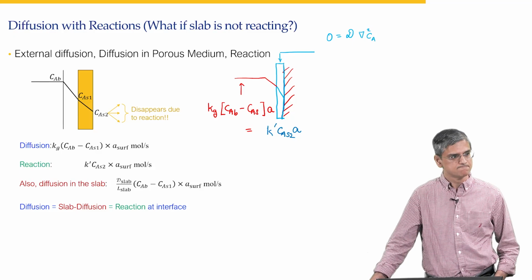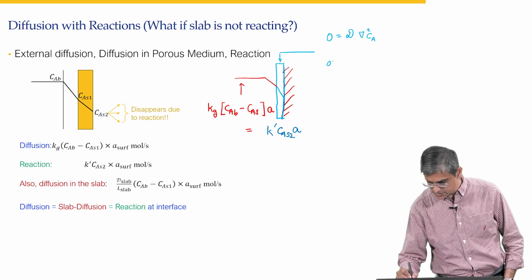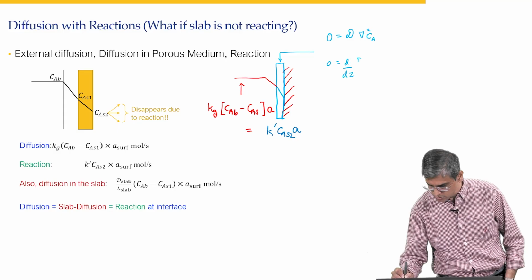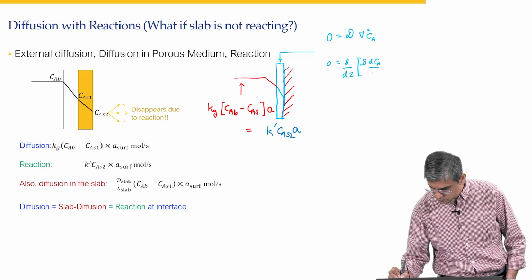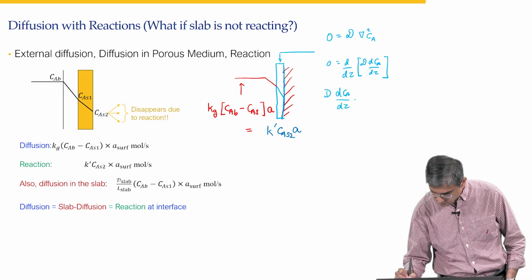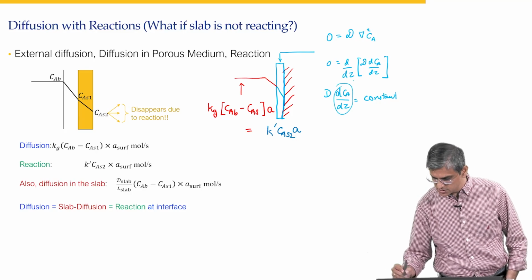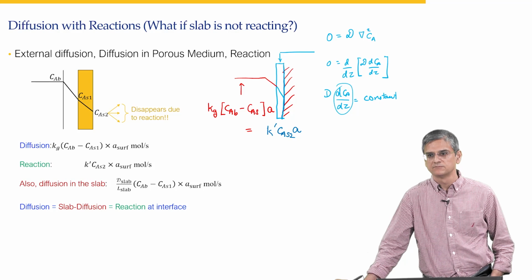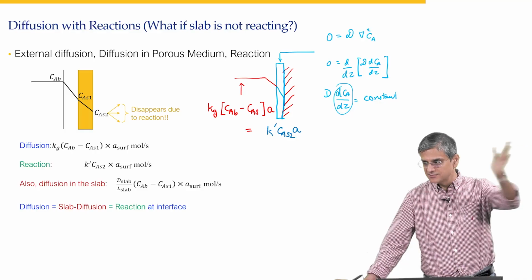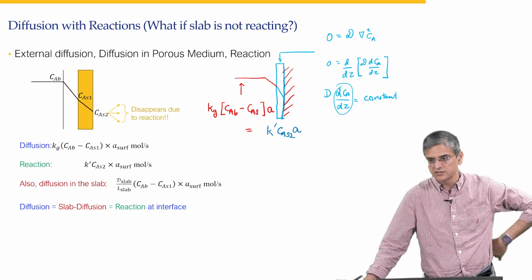What does this mean? del Ca is constant, right? So this would mean 0 equal to... what does this equal to constant mean? Slope is constant. What does slope is constant mean? What's the net rate of flux? Concentration is falling straight, right? So what's going to be the net rate of flux?